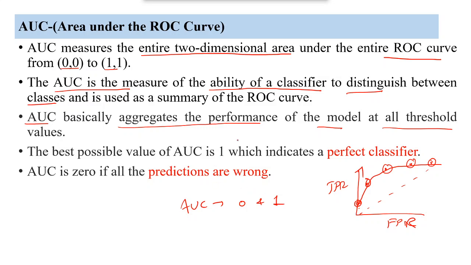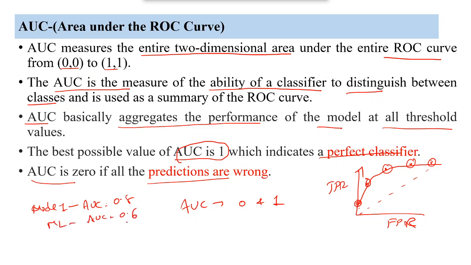The best possible value for AUC is 1, which indicates the perfect classifier. If the AUC value is 0, the predictions are all wrong. Suppose this is model A, model 1, with AUC score 0.8, and model 2 has an AUC score of 0.6. Based on these AUC scores, we can identify the best model.